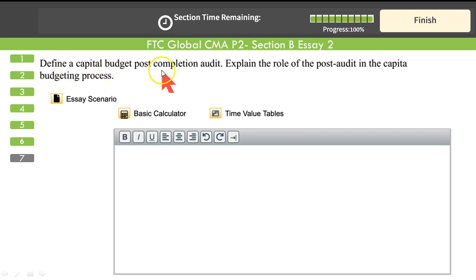Last question. Define the capital budget post-completion audit and explain the role of post-completion audit in the capital budgeting process. It's a very important point. Once we have invested a lot of money in a capital budget and the project has a 5 year life, after the life of the project, we must conduct an audit which is called the post-completion audit to see what we expected at the start of the project and what did happen over the life of the project. Right? That will help us a lot in the future. Post-completion audit is conducted after the completion of the project, after the life of the project.